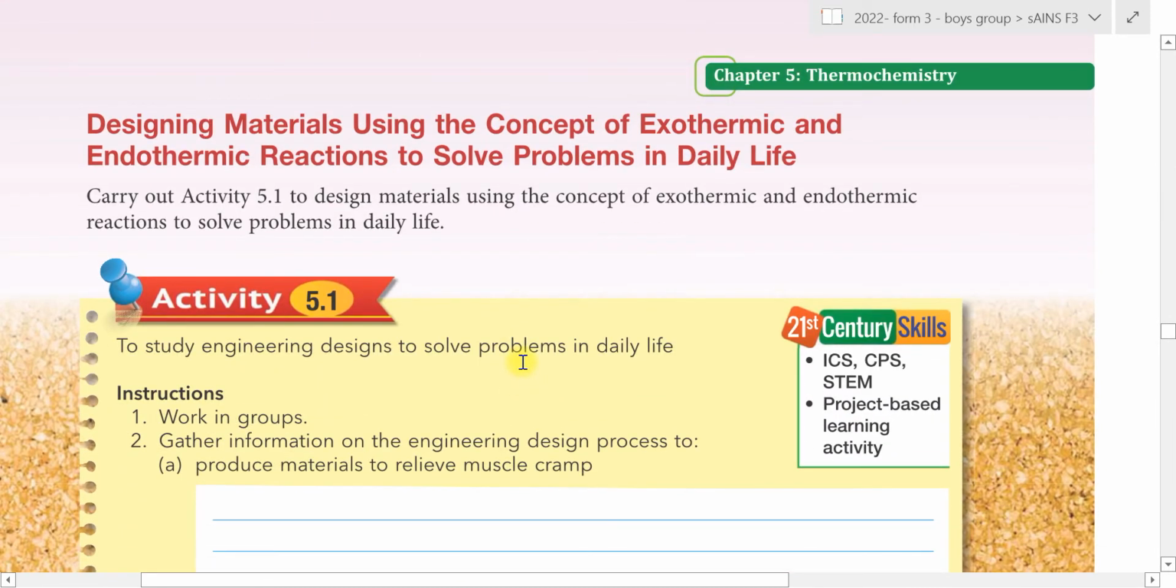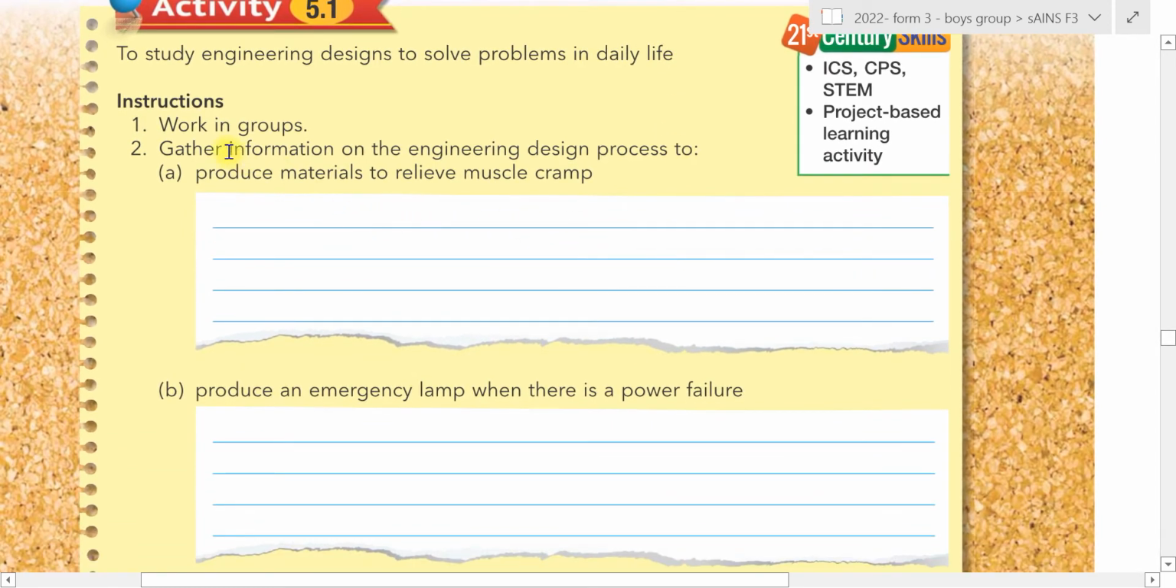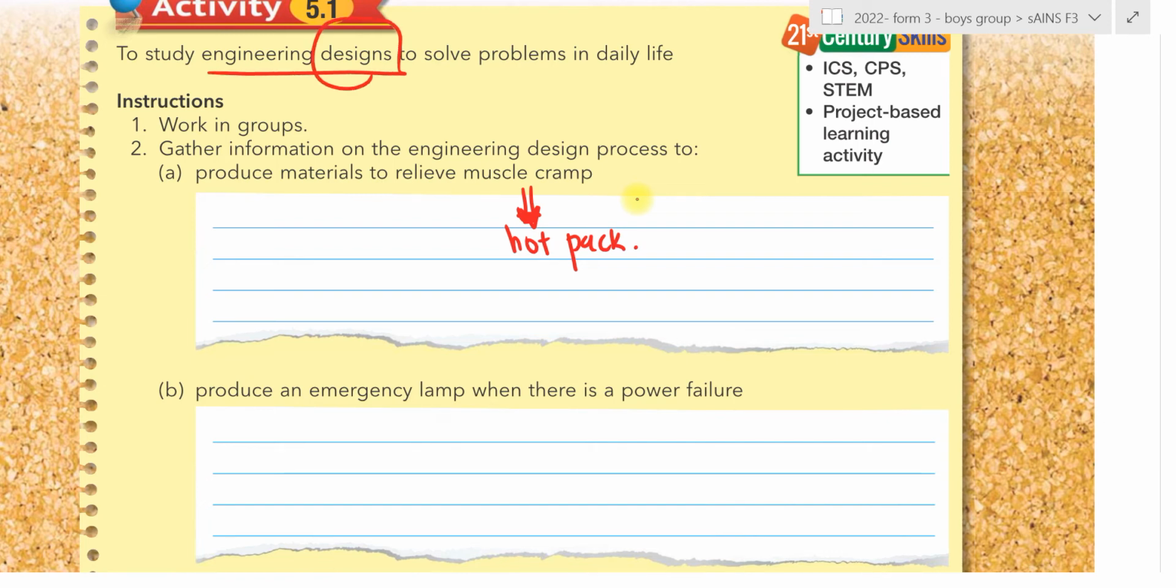And then there is an extra activity for you to study engineering design to solve problems in daily life. Produce material to relieve muscle cramp. For muscle cramp, we need to produce what? A hot pack. How do you design it? The design question I already included in my exercise.